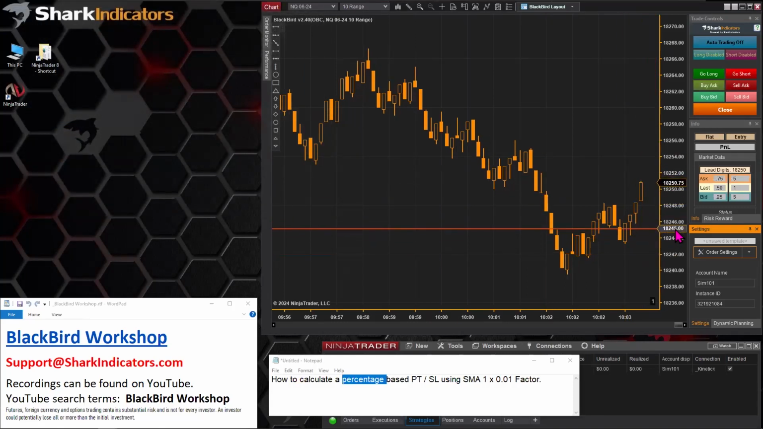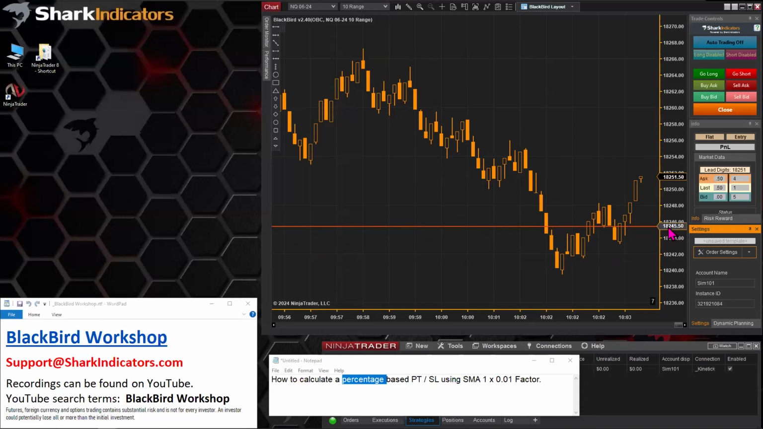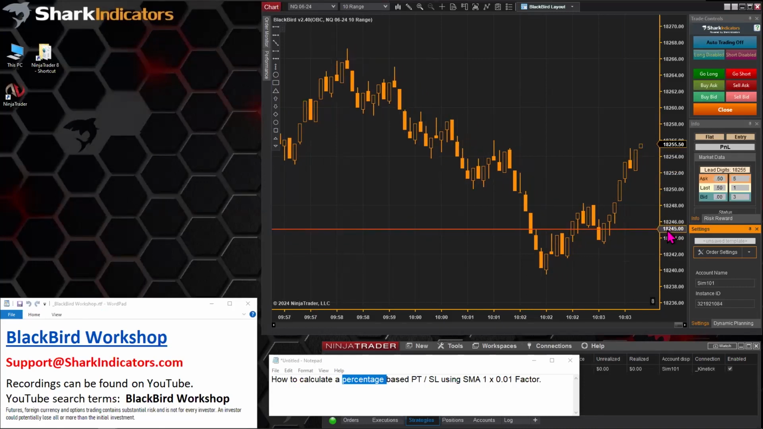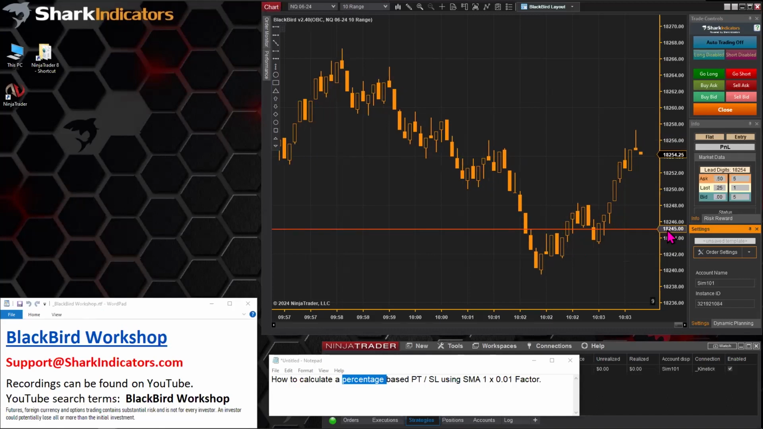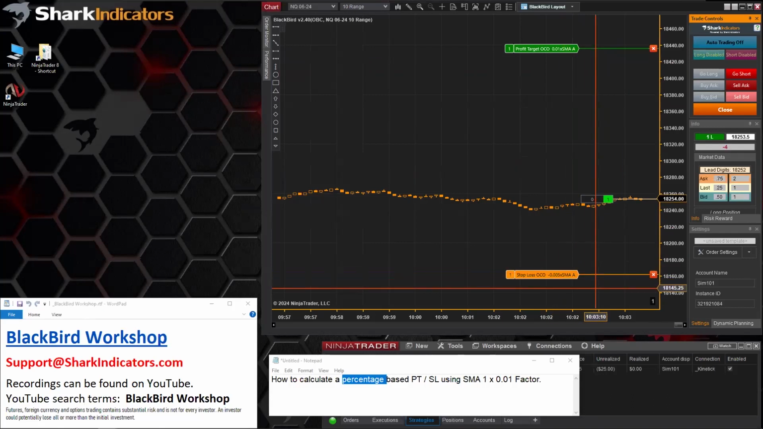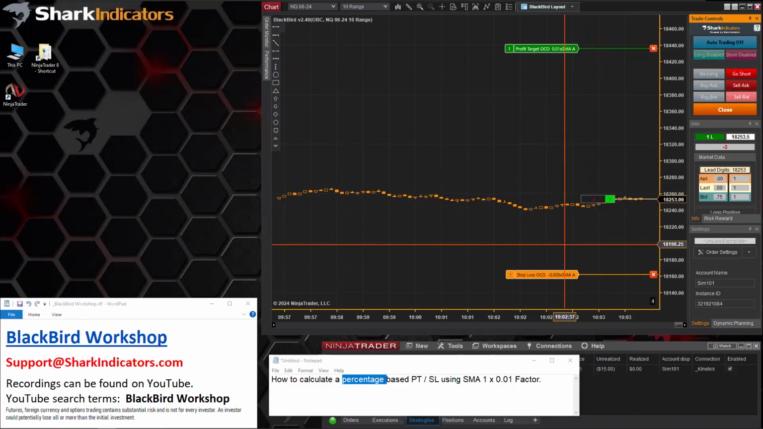So 1% means that our profit target is going to be about 182 points away, and our stop loss should be about 91 points away. Let's go long, and there we go. Our profit target's way out there, approximately 182 points away, and there's our stop loss, about 91 points, give or take. All right, so there we go.